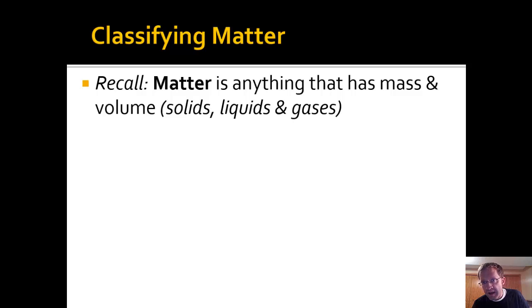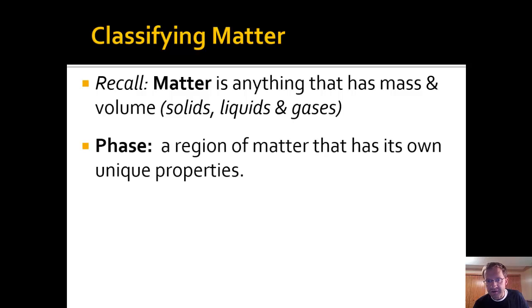So again, think about matter as being anything that has mass and volume, solid, liquid, or gas. Matter comes in what we call phases. Phases are regions of matter that have their own properties. So a single phase is a part within a larger whole that has its own set of properties. I'll show you some examples of phases within some pictures here in a couple of moments so that you see what a phase is. It's quite simple. It's often a region within a larger material.